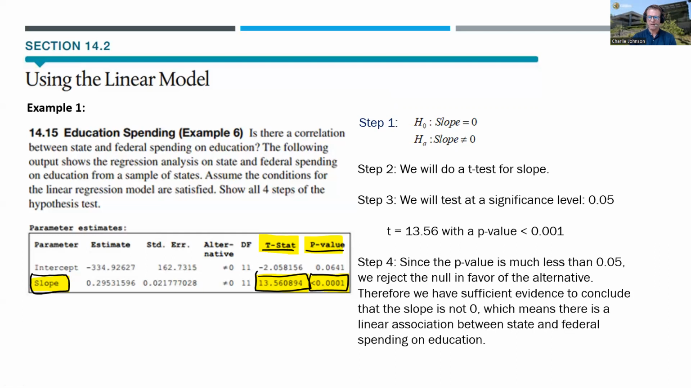Therefore, since the p-value is much less than 0.05, we reject the null in favor of the alternative. Therefore, in this case, we do have sufficient evidence to conclude that the slope is not 0, which means we have sufficient evidence to conclude that there is a linear association between state and federal spending on education.